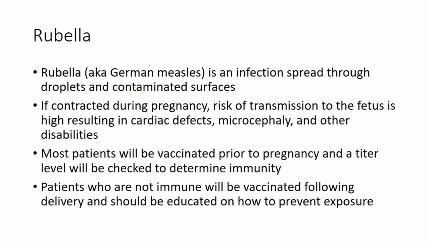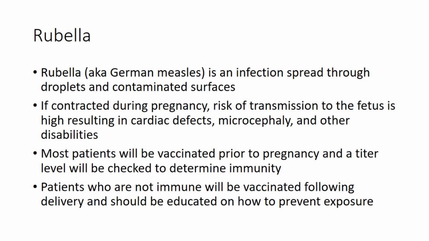Rubella, aka German measles, is an infection spread through droplets and contaminated surfaces. If contracted during pregnancy, risk of transmission to the fetus is high, resulting in cardiac defects, microcephaly, and other disabilities.